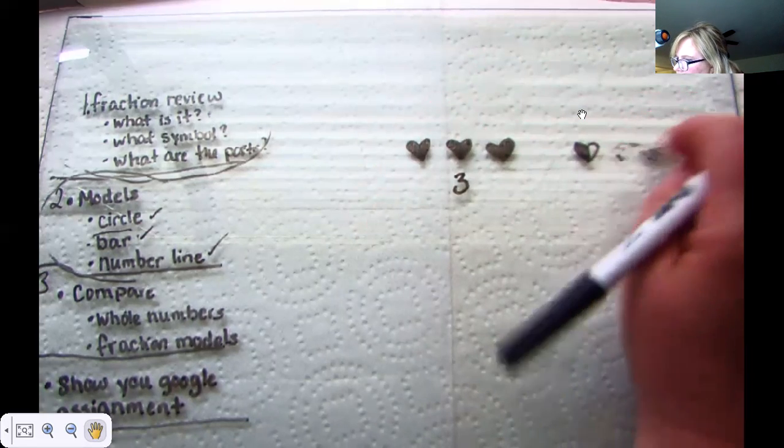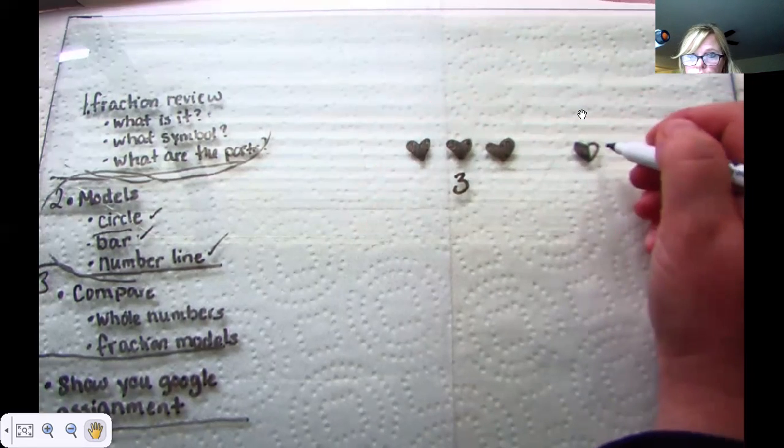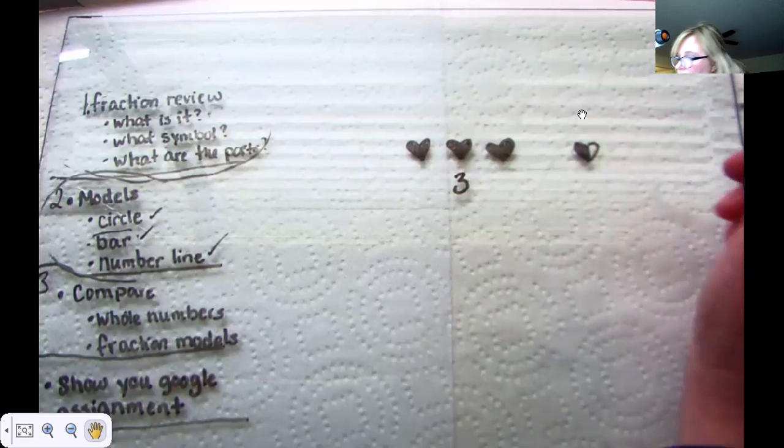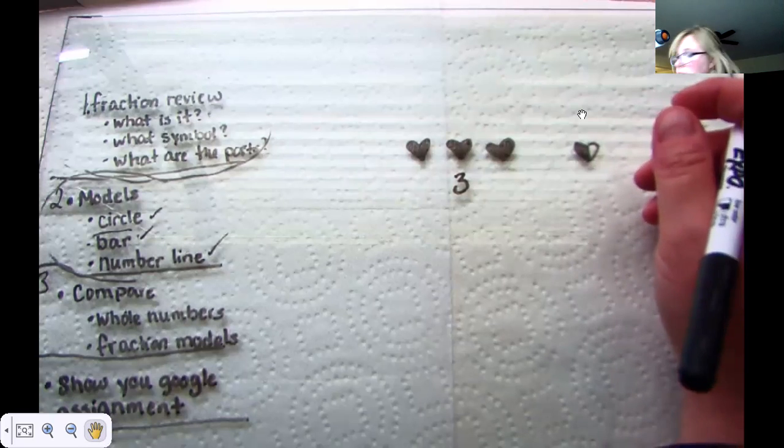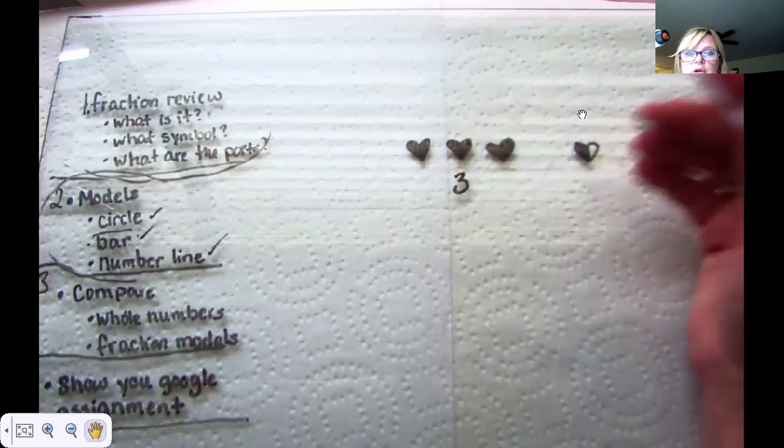And just that. Do I have 3 whole hearts? No. Do I have 2 whole hearts? No. Do I have 1 whole heart? No, I don't even have 1 whole heart. I just have this. Well, what is this? How do we describe that?